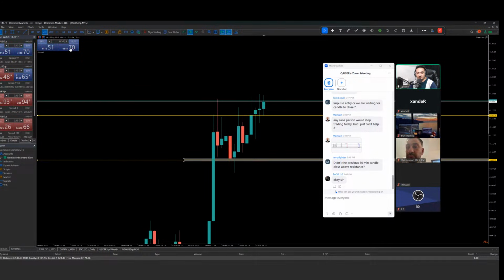If it comes down and hits my stop loss, I'm going to lose less. This is something more important in this kind of scenario: how to lose less and still be a part of your trade.